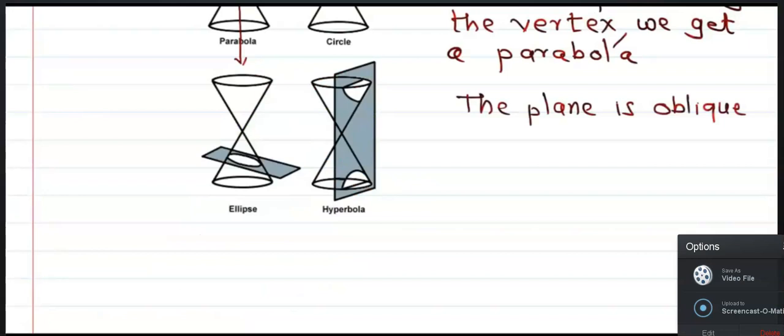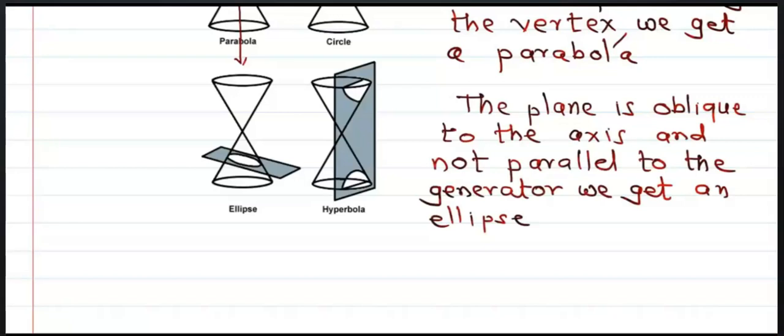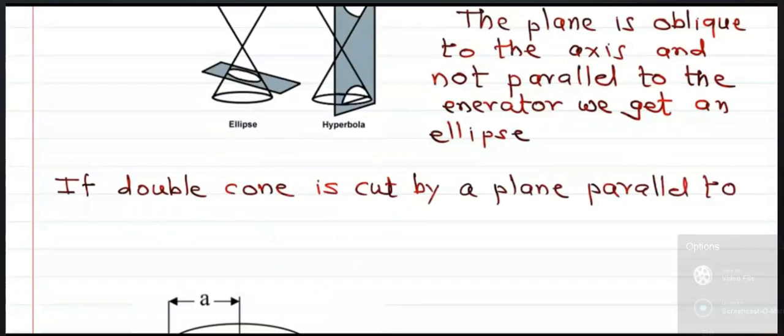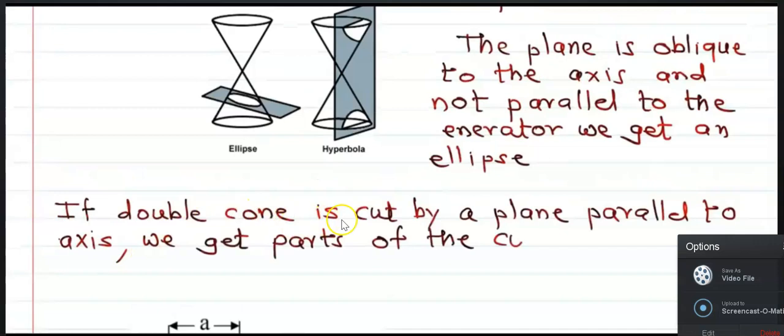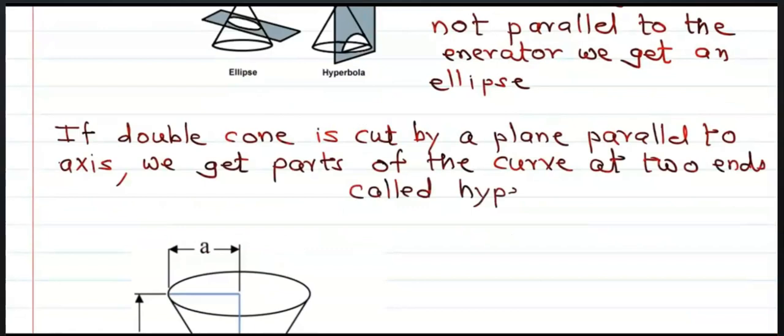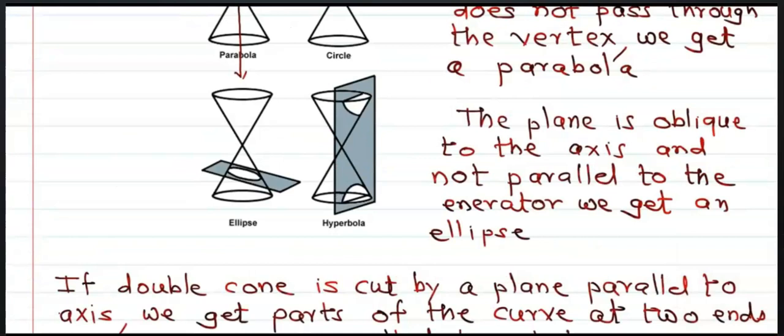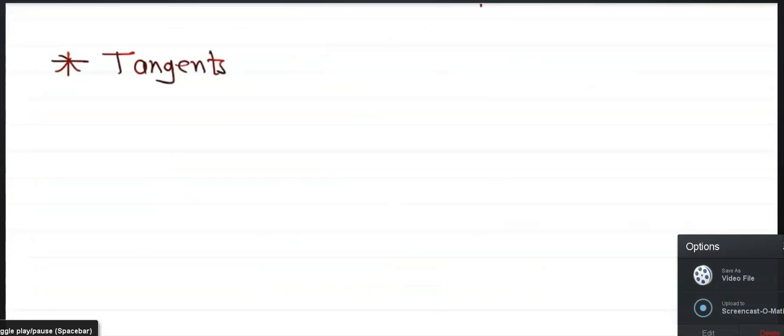Next is, the plane is oblique to the axis and not parallel to the generator, we get the ellipse. Here we get the ellipse. If the double cone is cut by the plane parallel to the axis, now this is the double cone and this is the plane which is parallel to this axis, then we get the hyperbola.